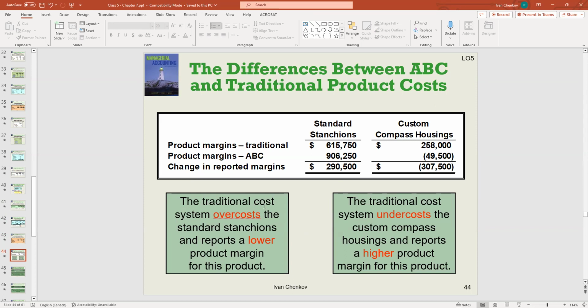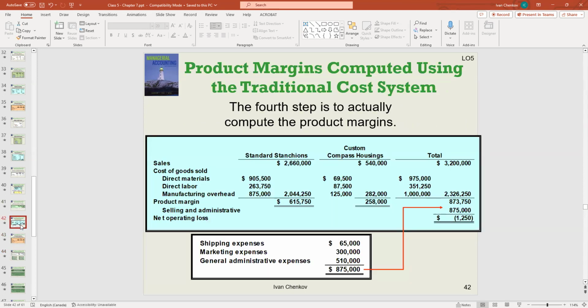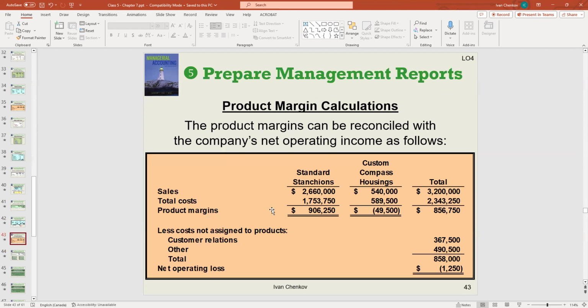So what's happened? Traditional costing overcosts the standard compass, but undercosts the custom compass. In this case, we're recording lower product margin, whereas here we're producing higher product margin. You as a manager now, you have to make a decision. What should I do? Which report should I rely on? Or which report should I eliminate?